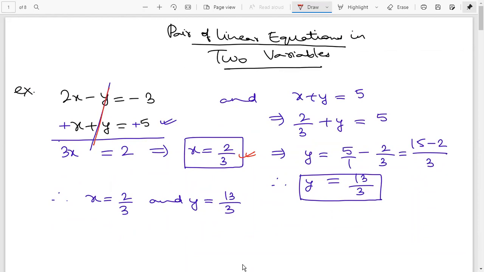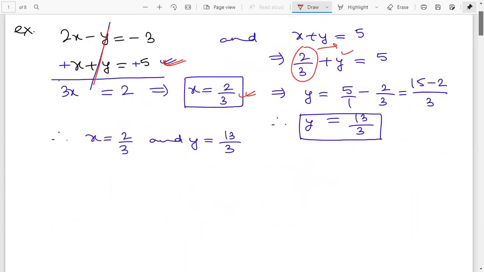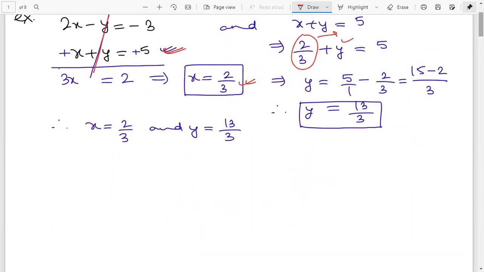And we can take any one equation, either this one or this one. We have taken this equation to find the value of y. So x plus y equal to 5, we'll put x value 2 by 3. So 2 by 3 plus y will be equal to 5. So y will be equal to, this will go to the right hand side, 5 minus 2 by 3. We can take 3 as LCM. So 5 times 3 is 15 minus 2, 13 by 3, will be the value of y.